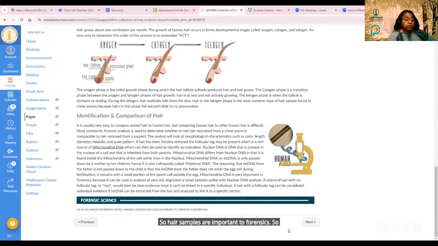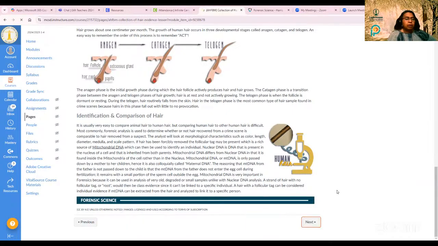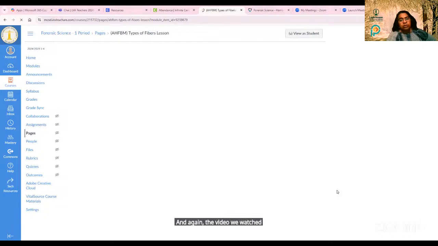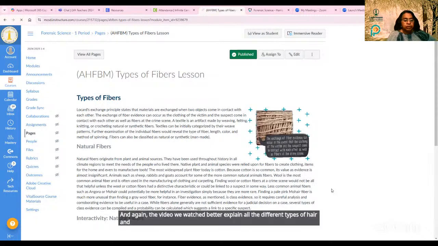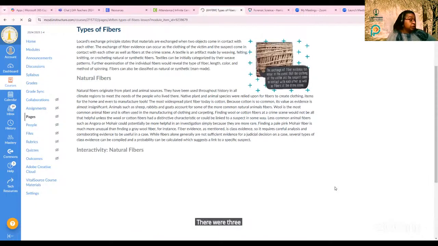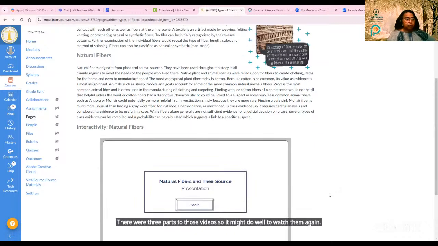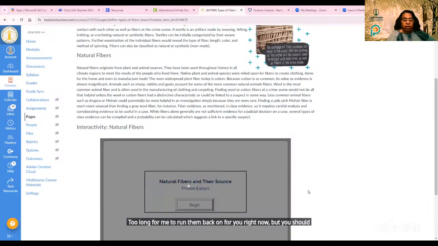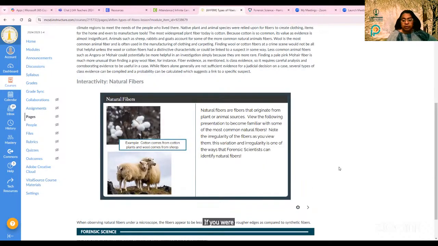So make sure that you're reviewing that. And again, the video we watched better explained all the different types of hair and hair structure. There were three parts to those videos, so it might do well to watch them again. They're too long for me to run them back on for you right now, but you should go back and watch them for yourself, especially if you were absent and didn't watch them the first time.